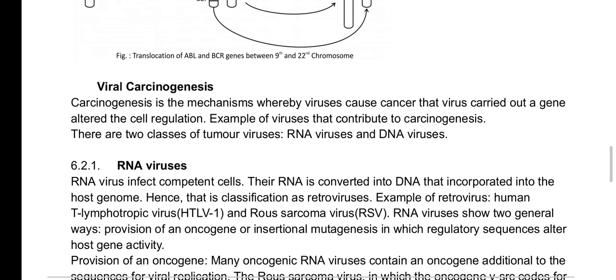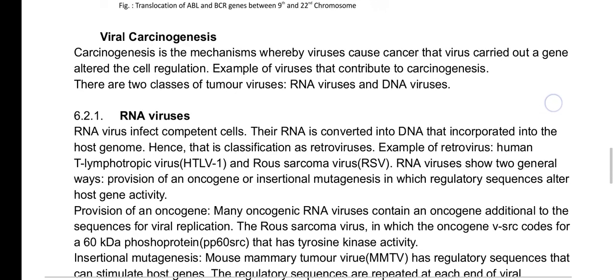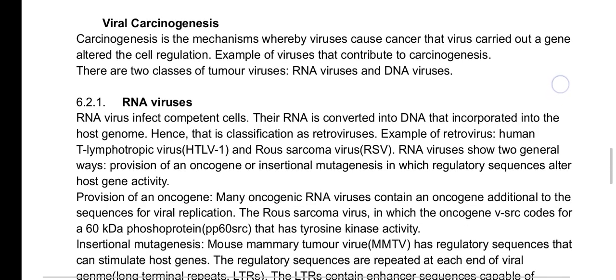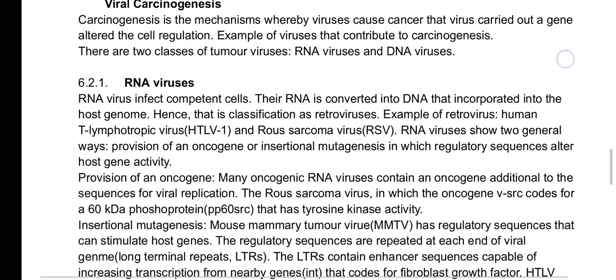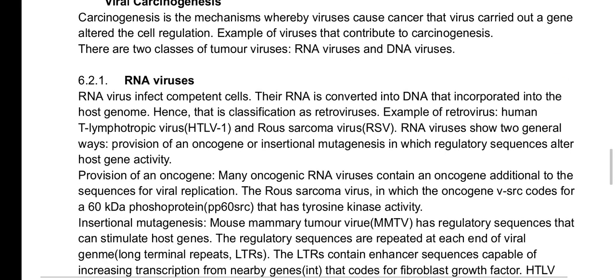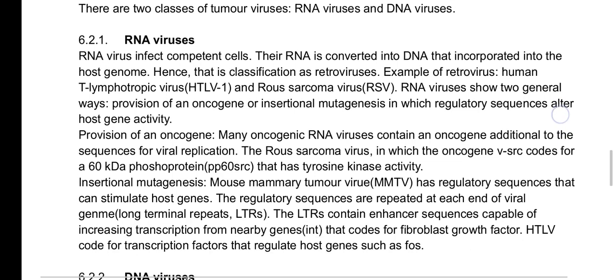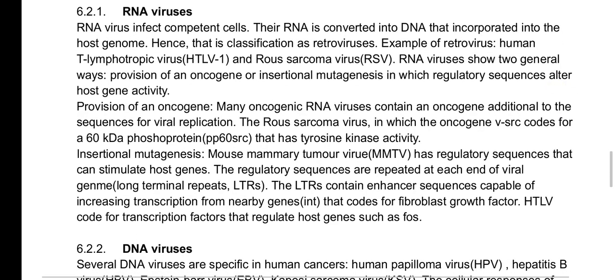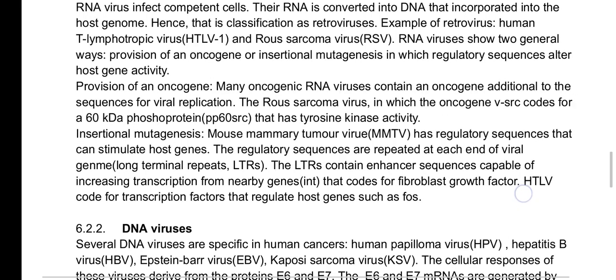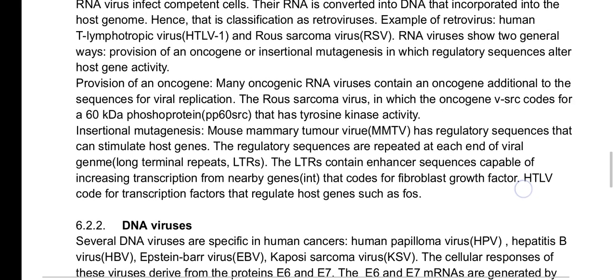Then viral carcinogenesis. Viral carcinogenesis is the mechanism where viruses cause cancer, in that viruses carry a gene that alters the cell regulation. There are two classes of tumor viruses, RNA viruses and DNA viruses. RNA viruses infect competent cells. Their RNA is converted into DNA that is incorporated into the host genome. Hence, they are classified as retroviruses. Examples of retroviruses: human T lymphotropic virus, HTLV-1, and Rous sarcoma virus, RSV.